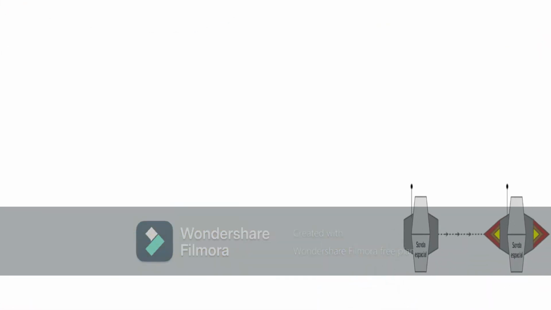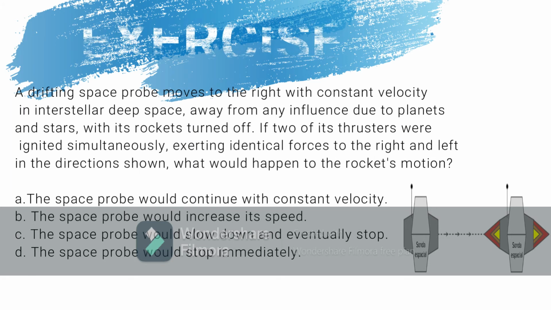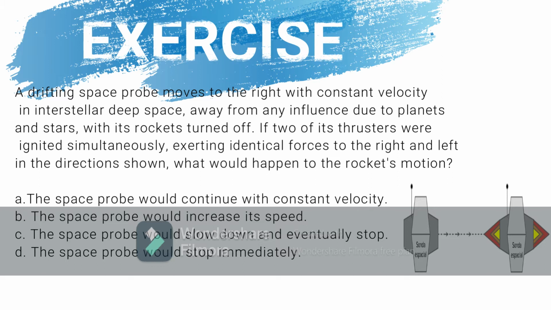Here is an exercise that we can use to better understand the topic. A drifting space probe moves to the right with constant velocity in interstellar deep space, away from any influence of planets and stars. If two of its thrusters were ignited simultaneously, exerting identical forces to the right and left in the directions shown, what will happen to the rocket's motion? You have 10 seconds to get the answer and then we're going to check it.